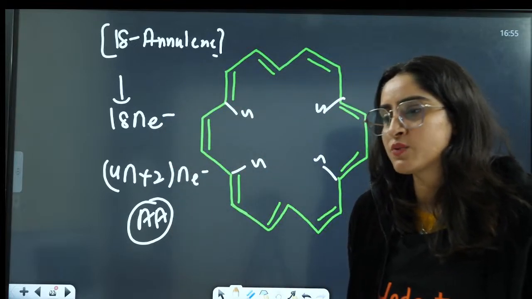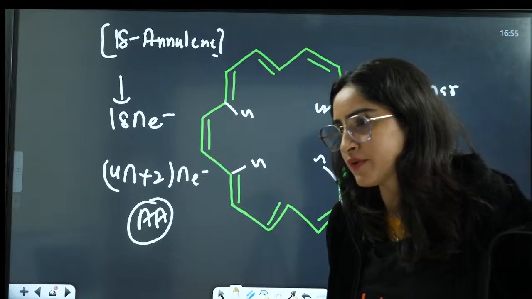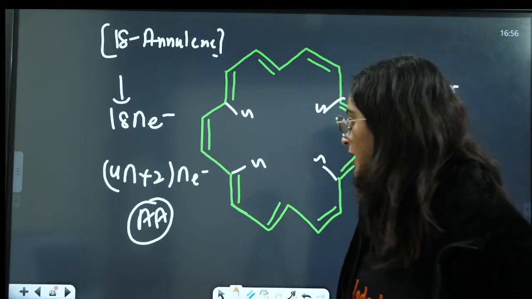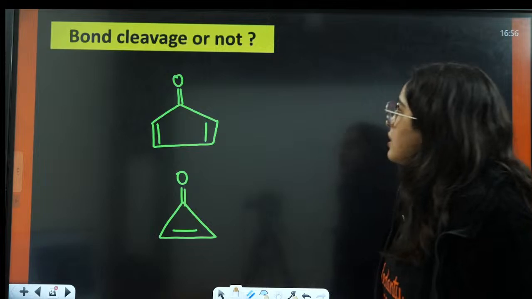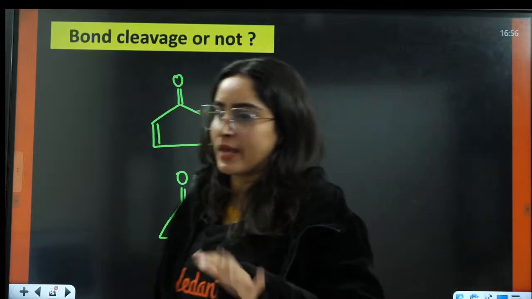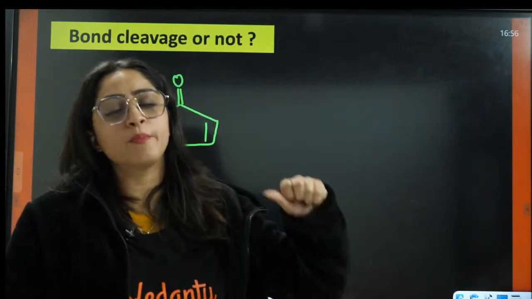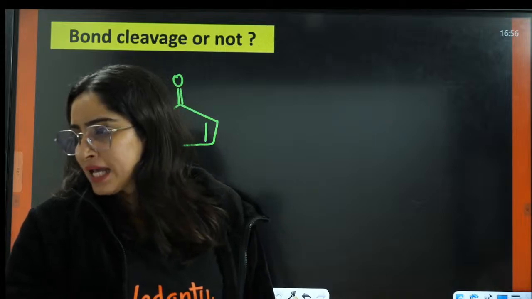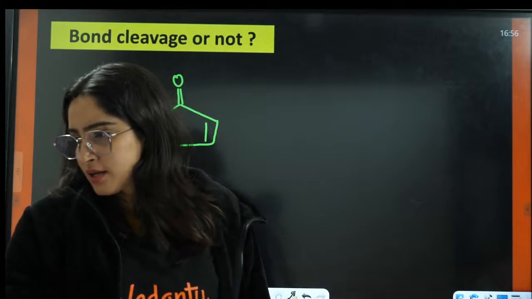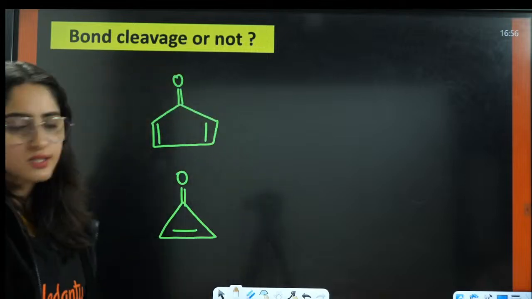Understood, everyone, why this will be anti-aromatic? Clear to everyone here? Perfect. Very nice. Now, let us do some questions based on it. Very, very important questions. Some different questions, right? Okay, let us do these questions.